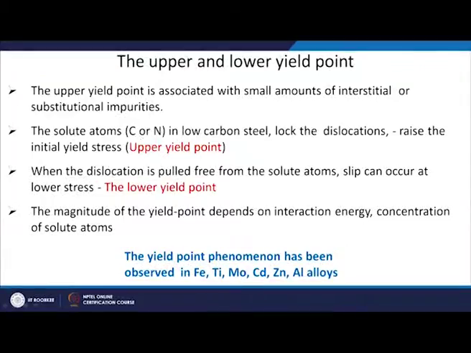Okay. So, the carbon and nitrogen raise the initial yield stress because of locking. When the dislocation is pulled free from the solute atom, slip can occur at lower stress. The magnitude of the yield point depends on the interaction energy and concentration of solute atoms. The yield point phenomenon has been observed in iron, titanium, molybdenum, cadmium, zinc, aluminum alloys and so on.